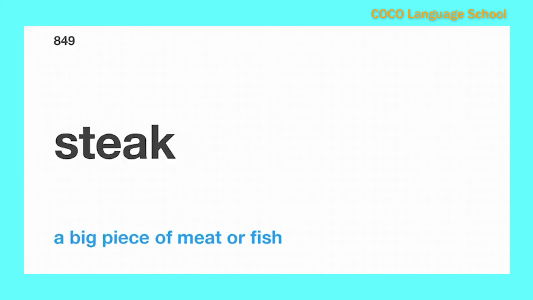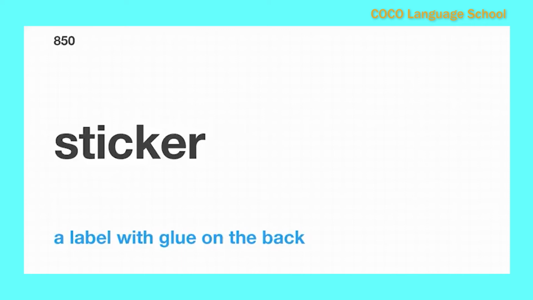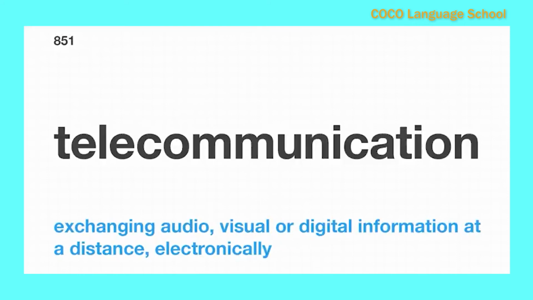A big piece of meat or fish. Steak. A label with glue on the back. Sticker. Exchanging audio, visual or digital information at a distance, electronically. Telecommunication.